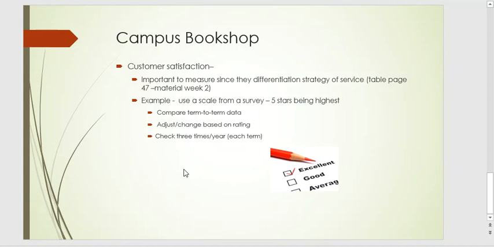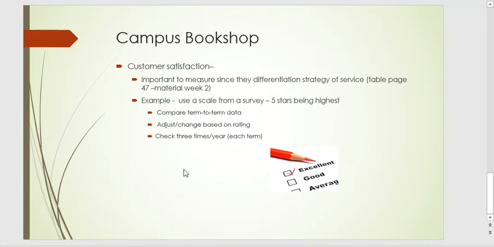So an example that you could provide is that they are using some type of a survey with a scale, with the 5 stars being the highest. And they're going to compare each term what the customer satisfaction rating is from these surveys. So if they get 5 stars, they're doing fine, so they know they're doing well. But if for some reason their ranking would go down, then they'd have to adjust and change based on that.